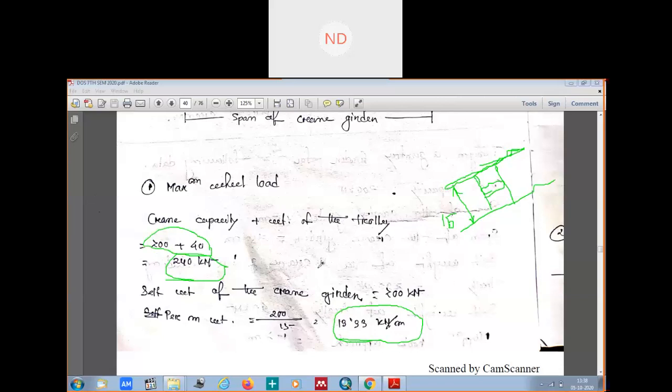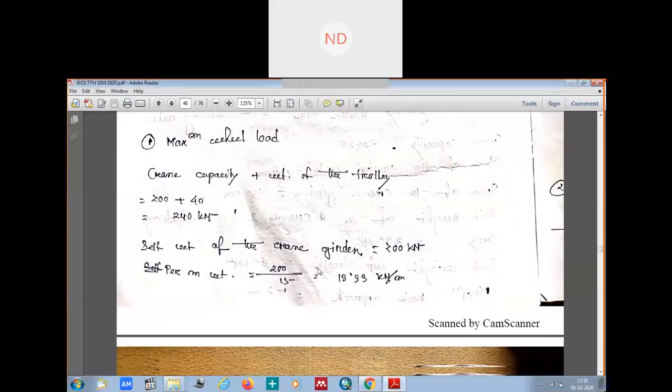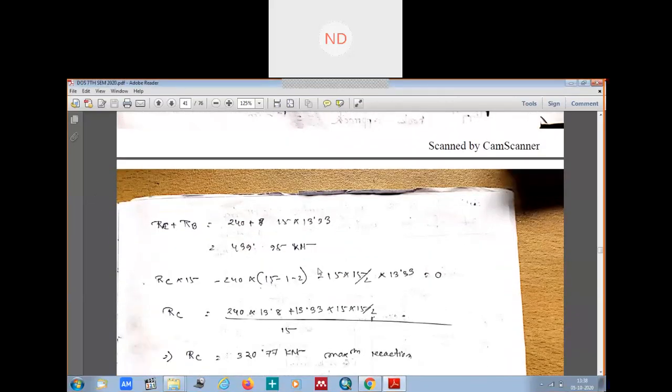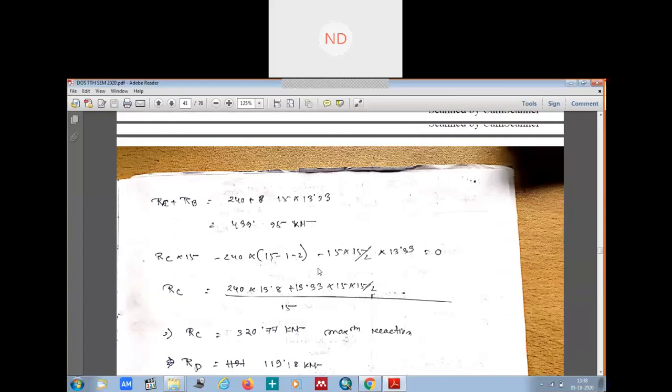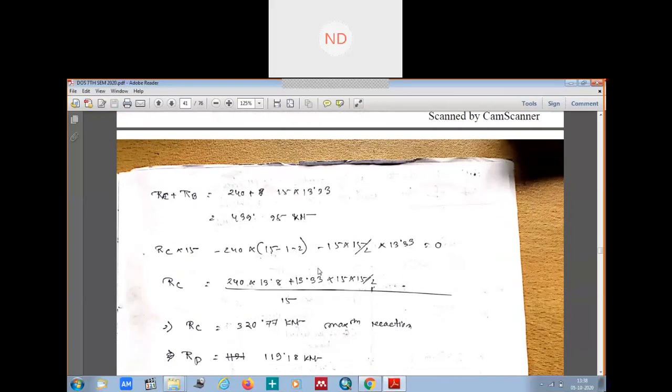Okay, I'll draw it on the next page. There is no place. Okay, I'll show it here.